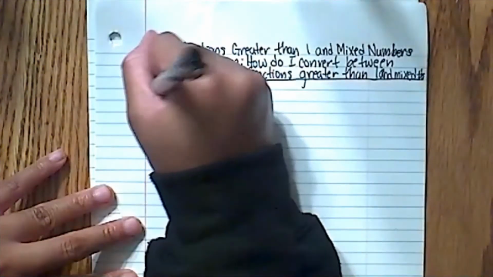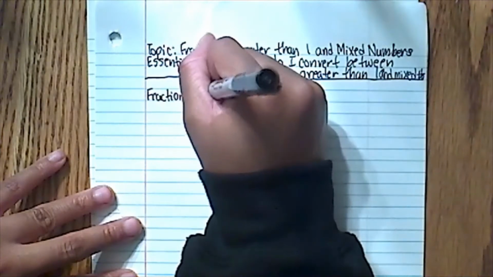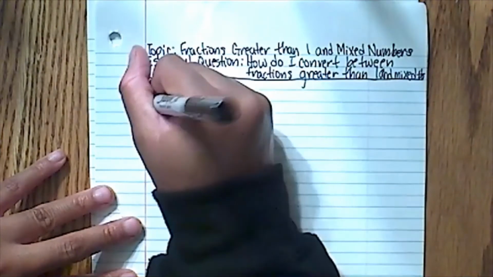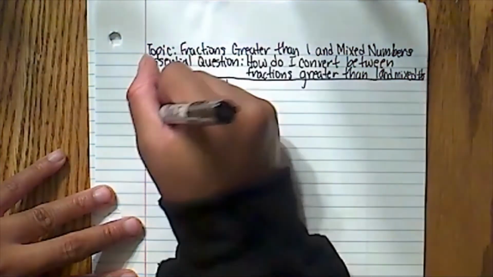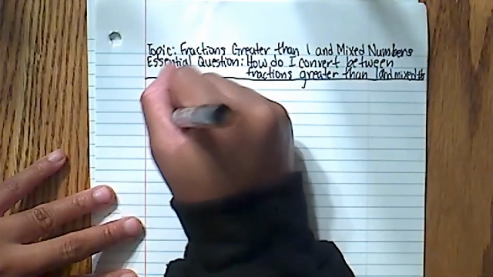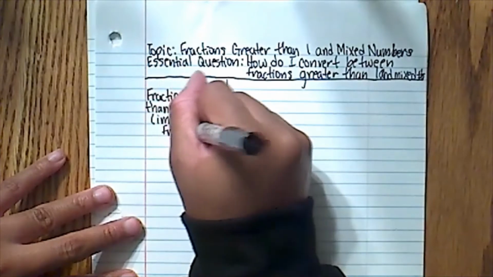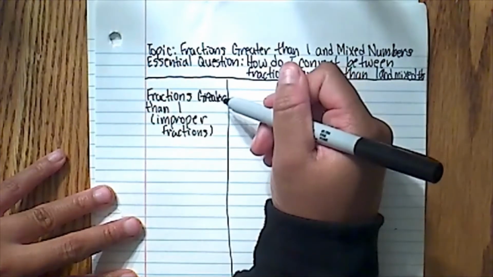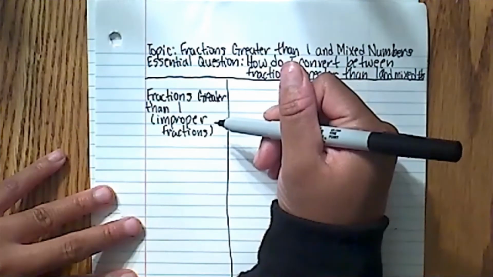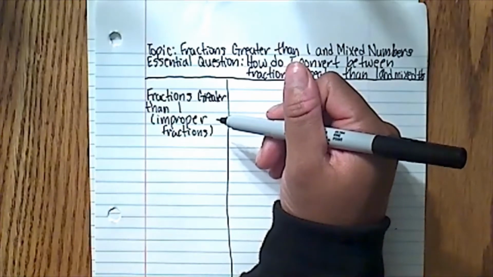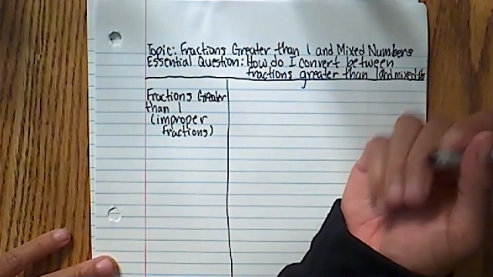So fractions greater than 1, they also have another term which is called improper fractions. So you'll probably hear either term, either fractions greater than 1, that's how you would hear it in CPM, the curriculum. And improper fractions is typically how you will hear it from people. You may see it on the MAP test, but either way, it's the same thing.